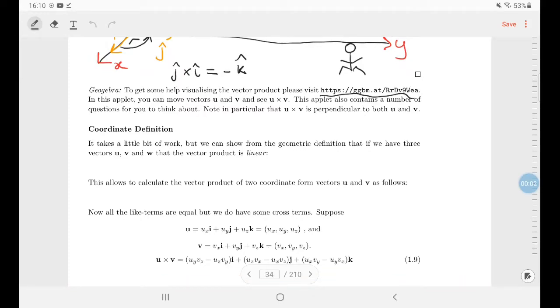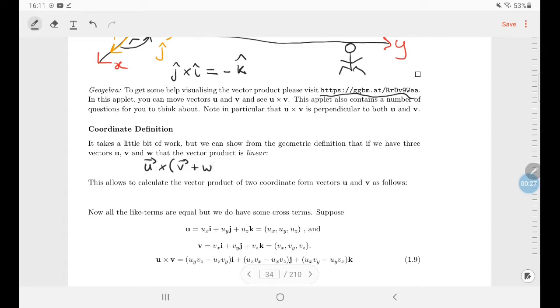We will learn how to actually calculate a cross product, and we'll do some examples. Okay, so the first thing is, it takes a bit of work, but we can show that the cross product is what's called linear. In fact, bilinear is what you really need.